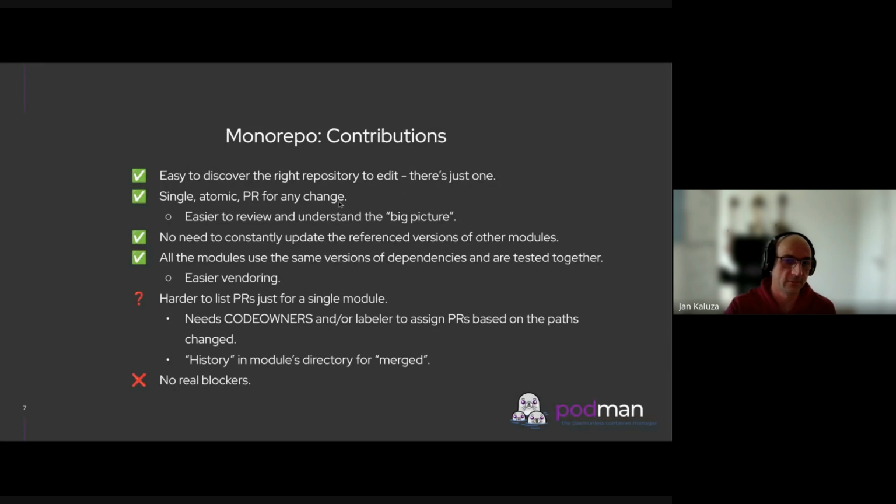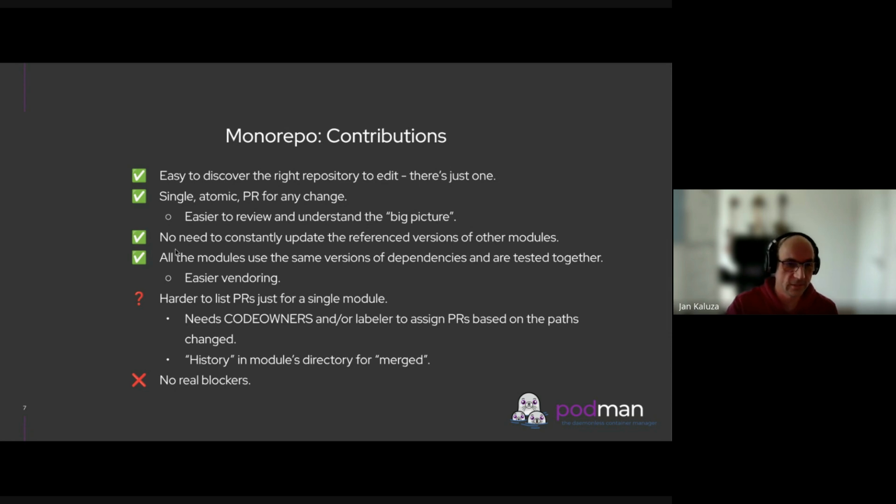Related to that, we could have single atomic PRs for every change. I think this is the most important part of the contribution section, because right now, if you want to change something in common which also has a follow-up change in the storage repository or image repository, you have to do multiple PRs which are linked together. And it's probably hard to maintain those PRs and also to review them, because you don't see the big picture from a single PR. You have to open multiple PRs, check how they work together, and so on.